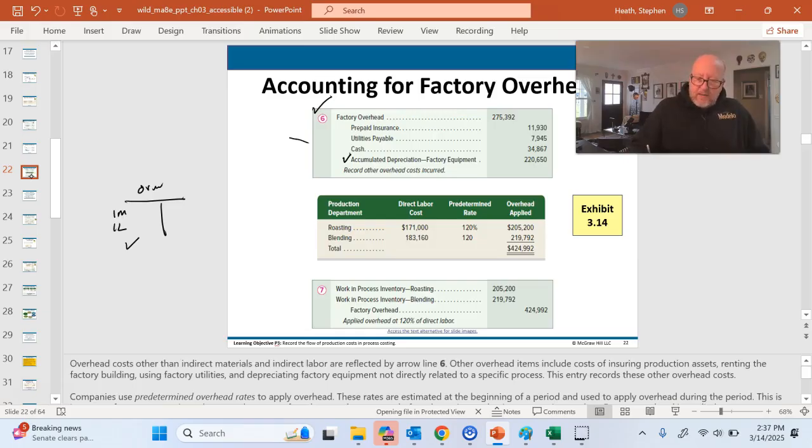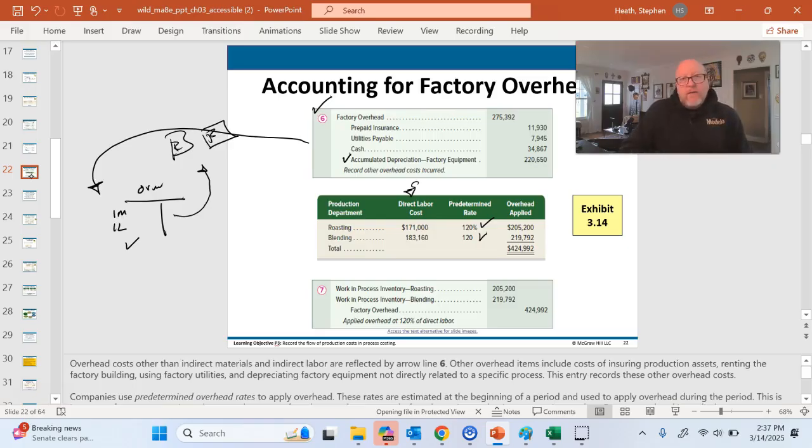But this one is all the actual overhead that we're keeping track of on the debit side of the overhead account. And then this is telling us how we are allocating overhead. It looks like we're allocating based on direct labor. And so now we are going to allocate overhead to the two different work in processes, roasting and blending. And when I allocate, that is a credit to the overhead account. That is what we are doing down here.